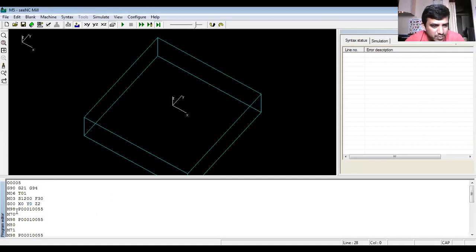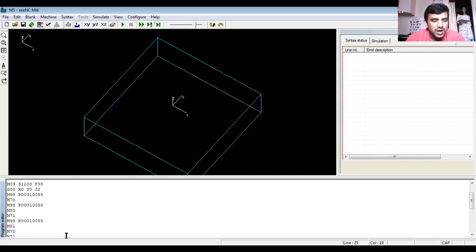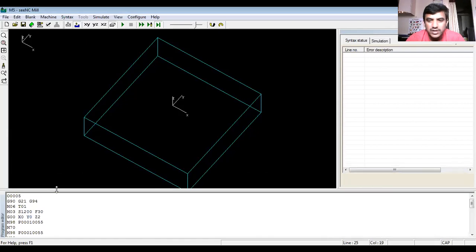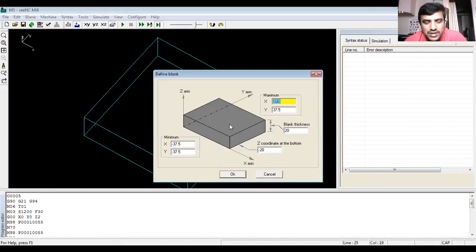Now you go call the subprogram. Subprogram here is written as O0055. Here I made a correction here. R is how much? 22.5. Okay. Once you have written the program in the program editor, now we'll go for assigning the blank. Now go to blank. Whatever workpiece is there, the bottom left corner is the horizon.